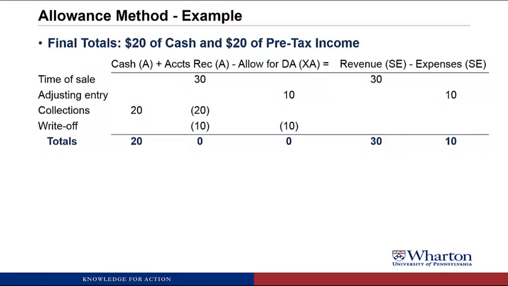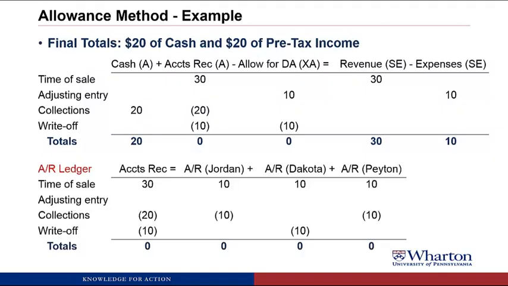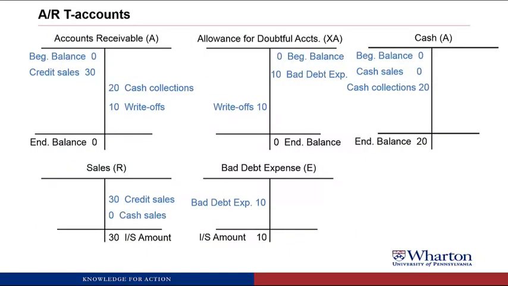And note that when all is said and done, the $20 of pre-tax income equals the cash that we actually collected. In our accounts receivable ledger, everything is zeroed out at this point because either people have paid us what they owe us or we've written off their account, given up on ever collecting it. And then for our T accounts, we can also create balances for everything. So you can see we have an ending balance of 0 for accounts receivable and for the allowance account, a balance of 20 in cash, a balance of 30 of sales, and a balance of 10 for bad debt expense.